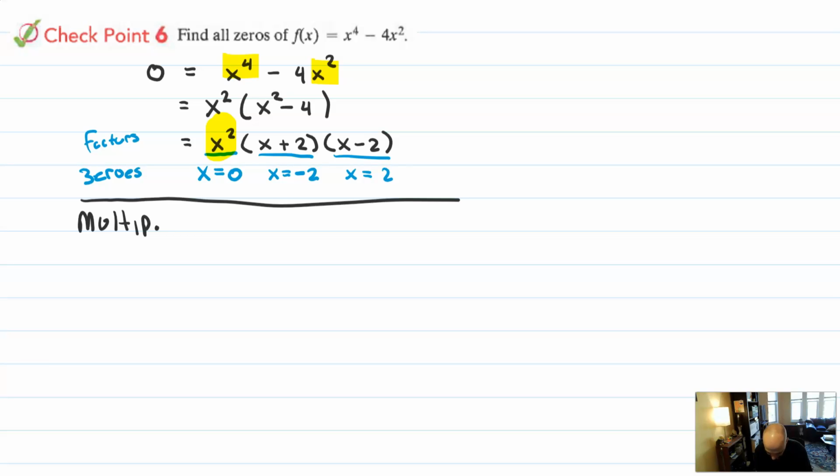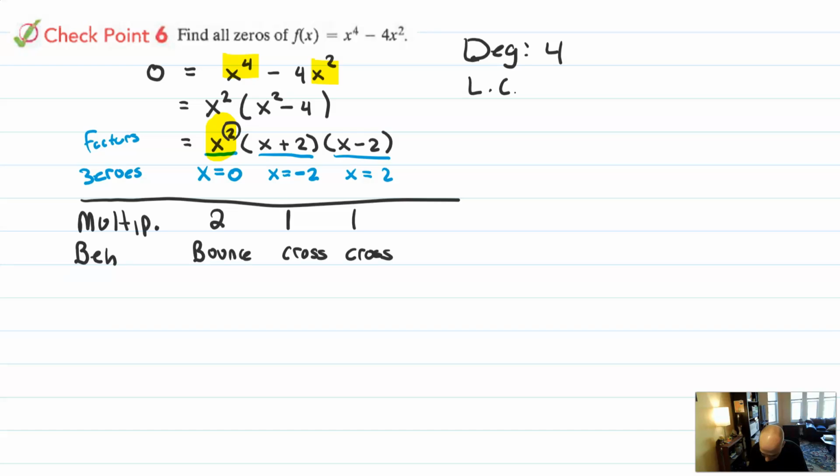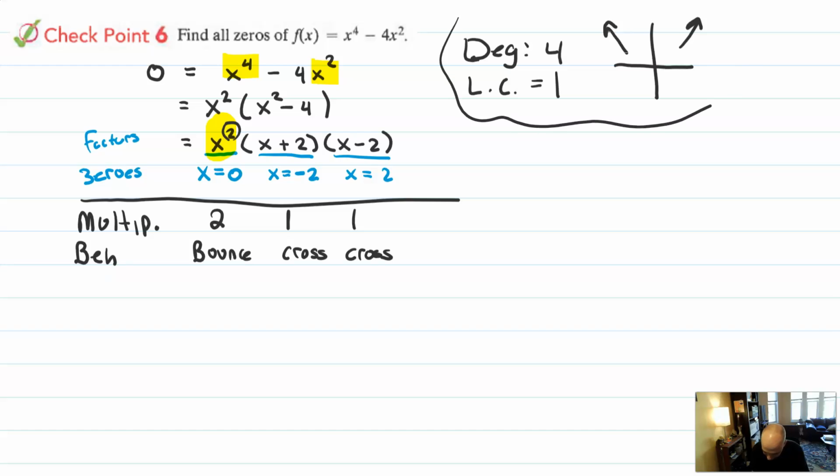of x equals 0 has multiplicity 2 because that factor appeared twice. These multiplicities will both be 1 and 1. Those factors only appear once. So the behavior is going to be a bounce, a cross, and a cross. I also know that the degree is 4 and the leading coefficient is 1. So the end behavior is going to be up to the left and up to the right.